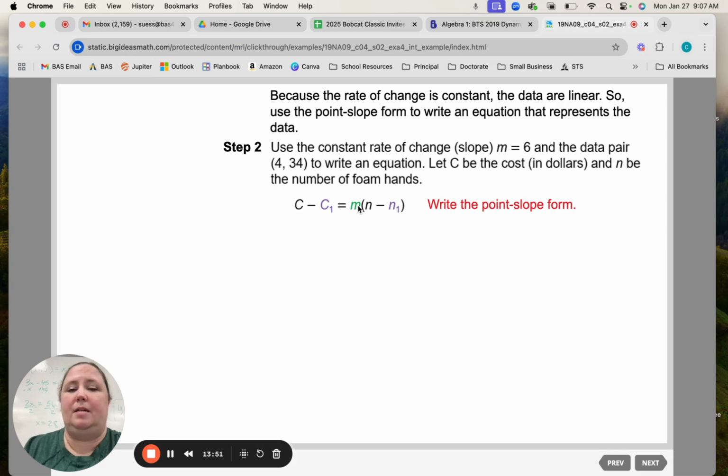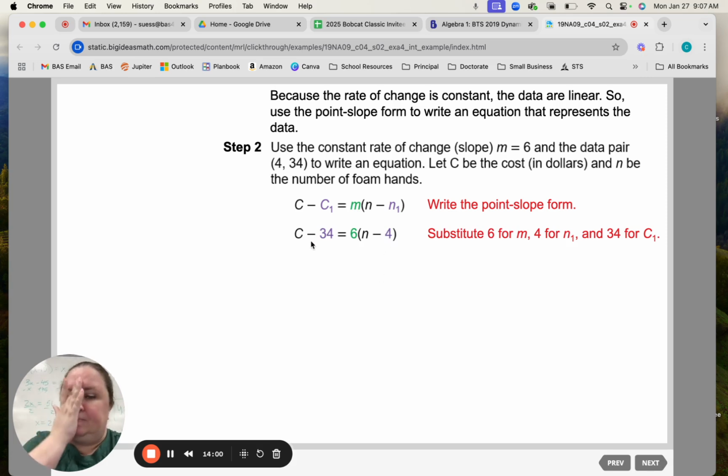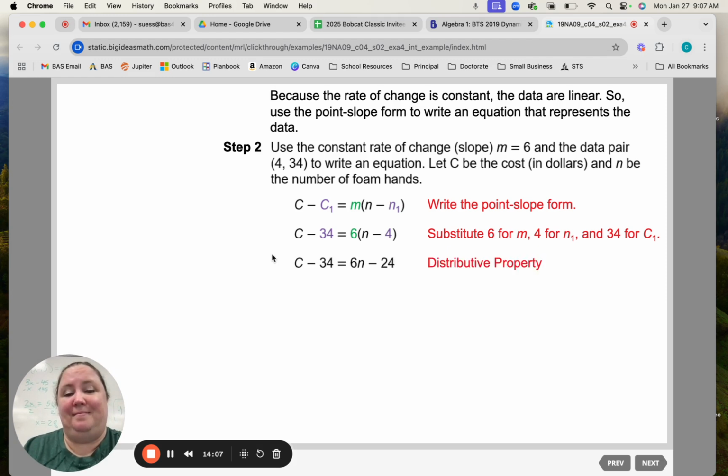So m is 6, and then they chose 4, 34 as our point. So you're going to put minus 4 and then minus 34. And then distribute 6 times n, and then what's 6 times negative 4? Negative 24. Very good. And then we've got to move the 34. So we do what? Add 34 to both sides. Correct. So negative 24 plus 34 gives you a positive 10.